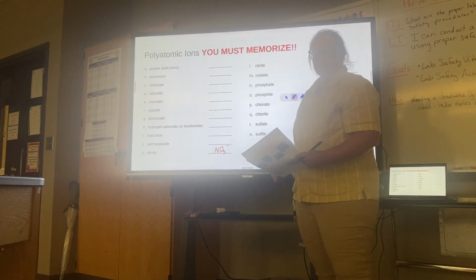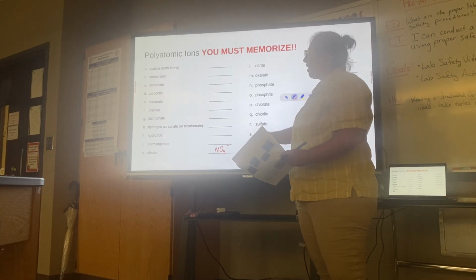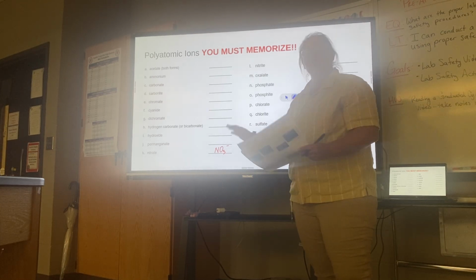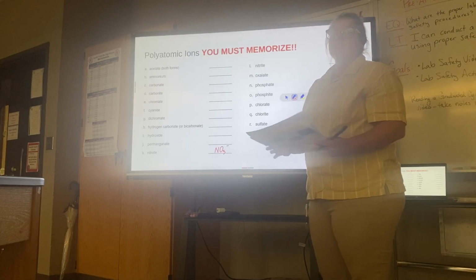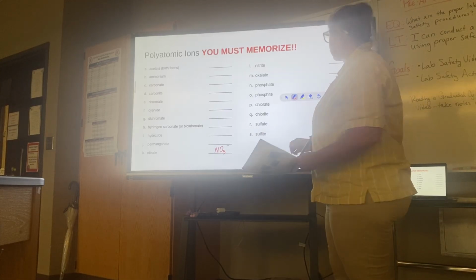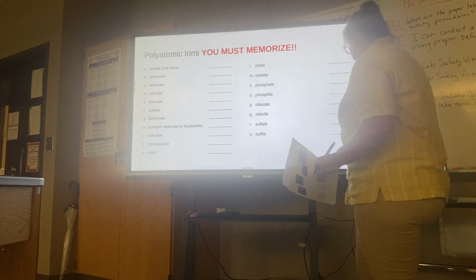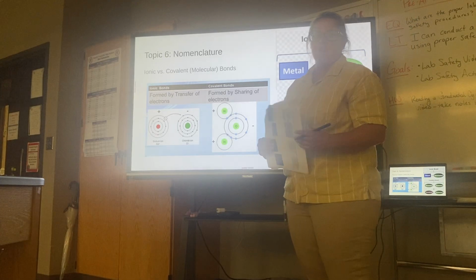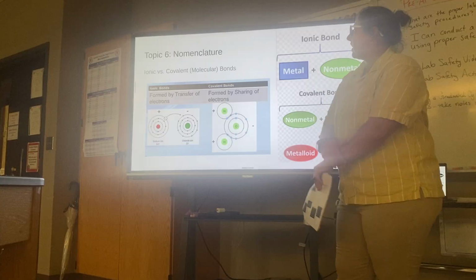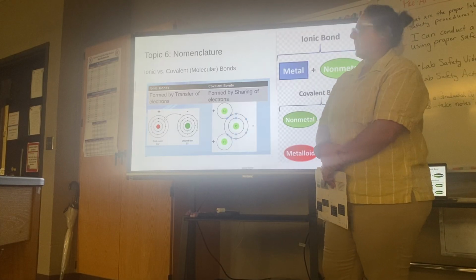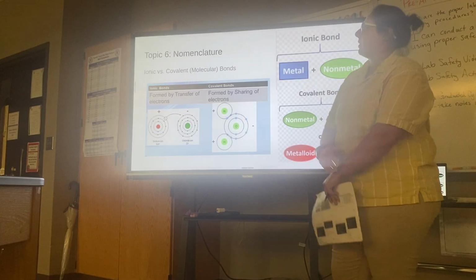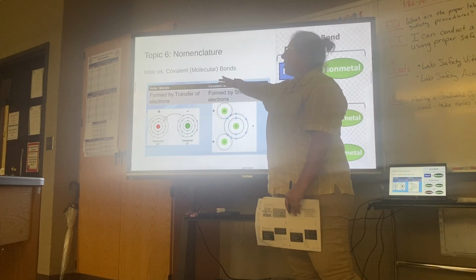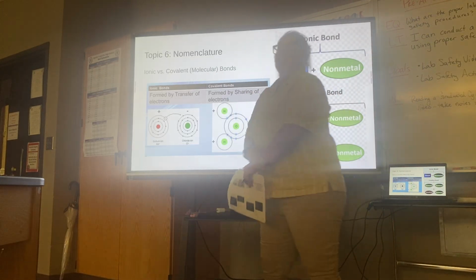So take a few minutes with your group, find all of these polyatomic ions, write them down, make sure you have them correct, and study those and get ready for your quizzes. After we do that, we've got to get into nomenclature. The purpose of determining those polyatomic ions is that they're going to be used in the nomenclature a little bit. So we have to know the difference between an ionic and a covalent or molecular compound.